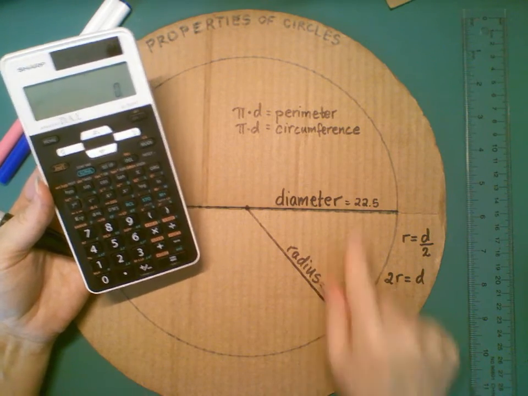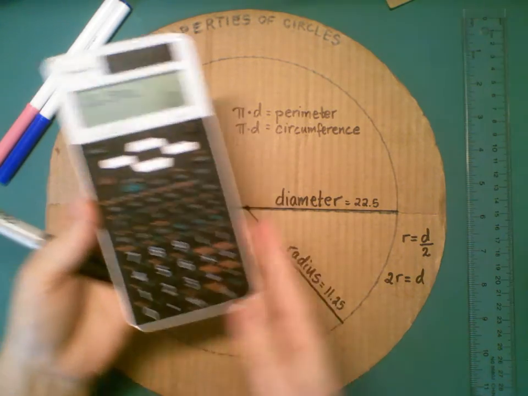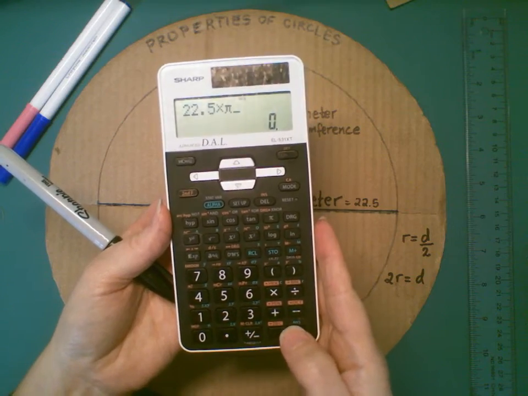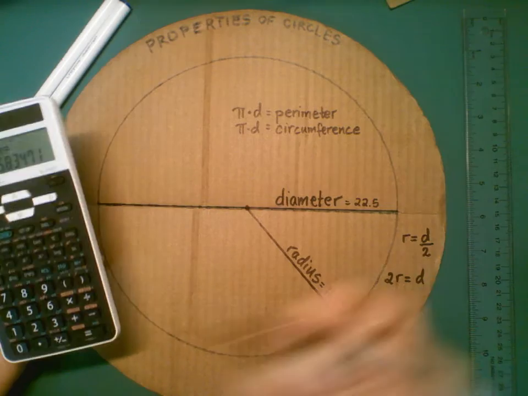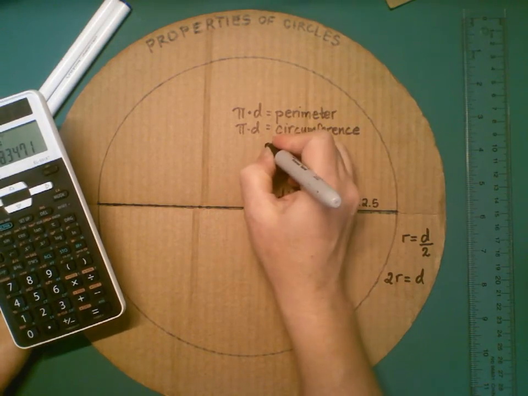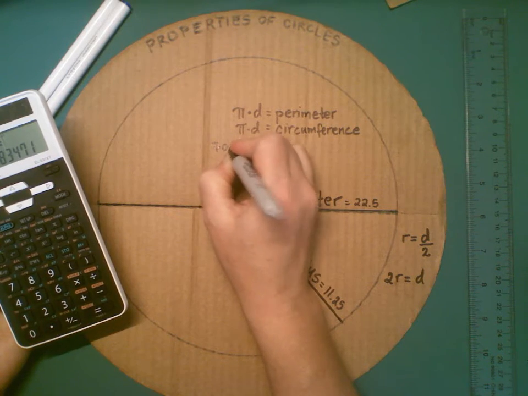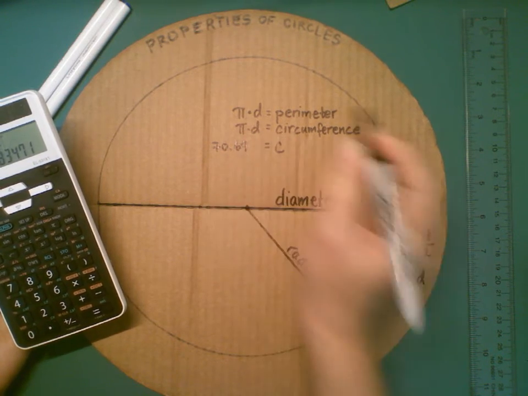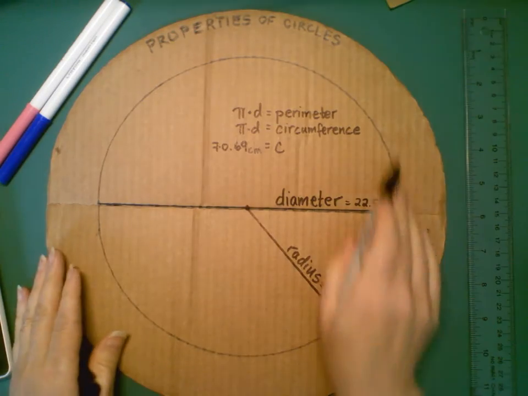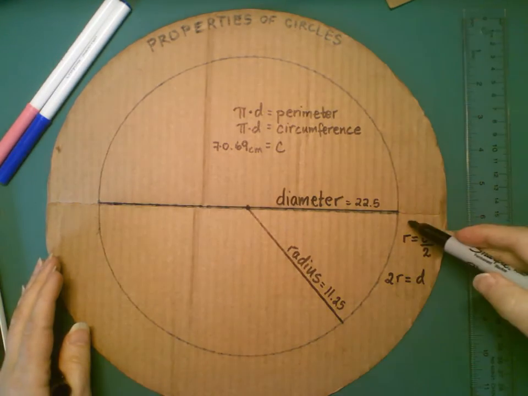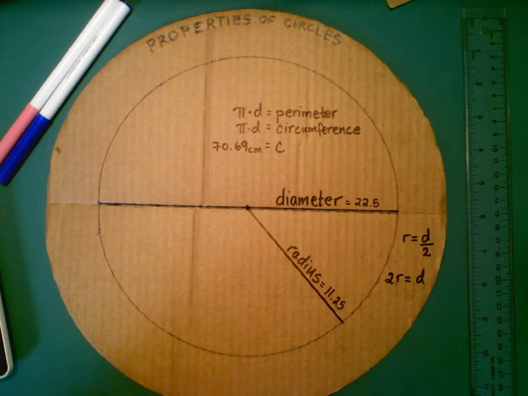So I'm going to take 22.5 times pi, using my pi button, and that's 70.69. I'll round it to 2 decimal places. So this is centimeters. So that's measuring around. If I were to take a cord and wrap it around that circle, it would measure 70.69 centimeters.